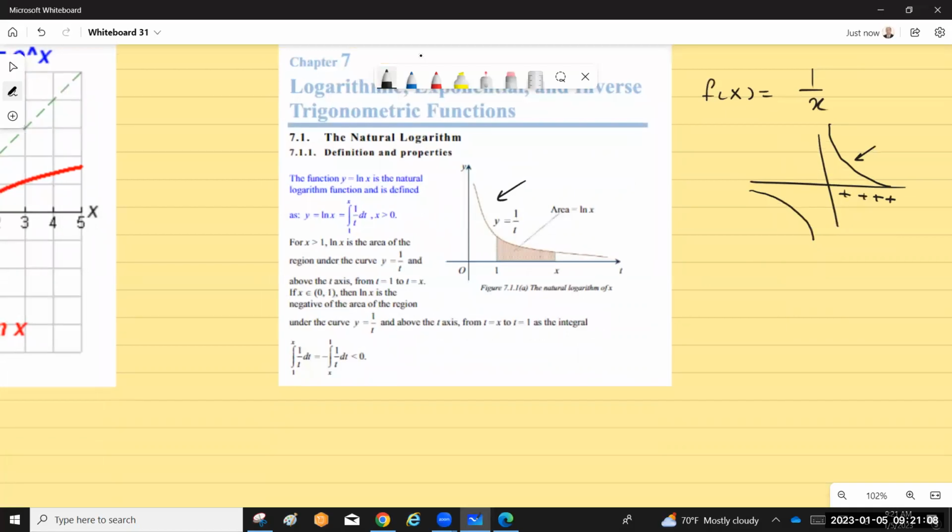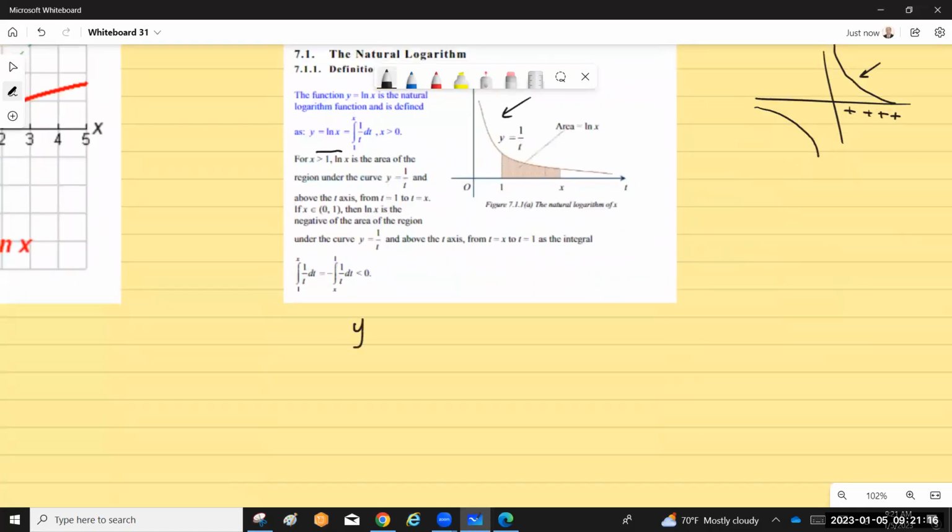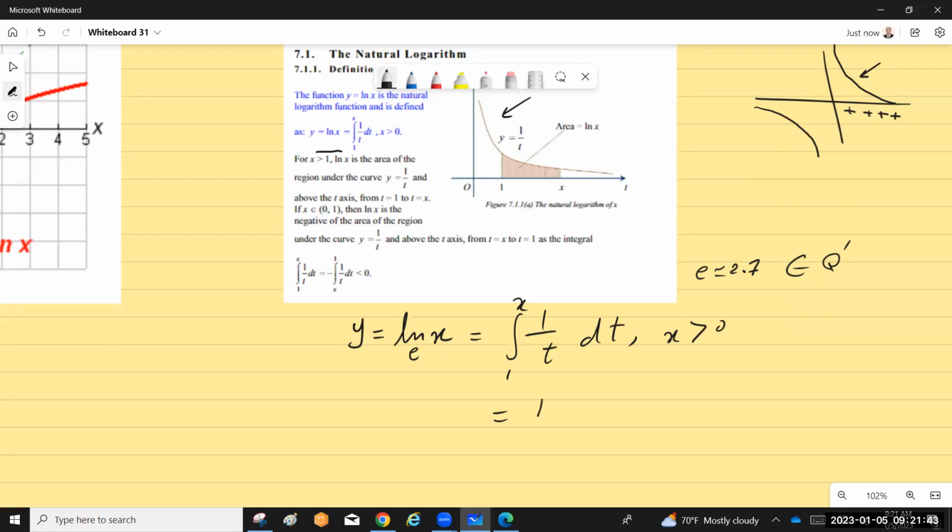The ln is defined as the integral of 1 over t from 1 to x, where x is bigger than 0. So y equals ln x. Ln x is called the natural logarithm. Its base is e, and e is about 2.7. You can find that value, and it's an irrational number. The ln x is defined as the integral from 1 to x of 1 over t dt, where x is a positive value. When you integrate 1 over t, the answer is ln.